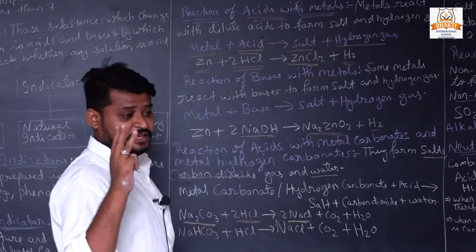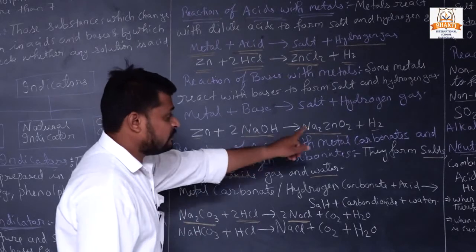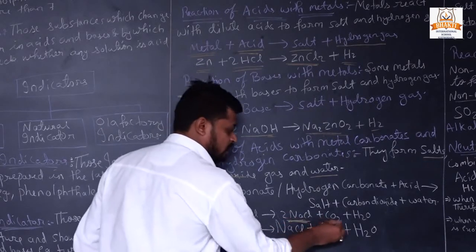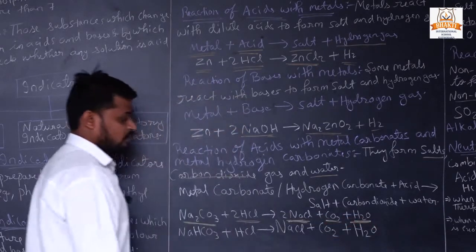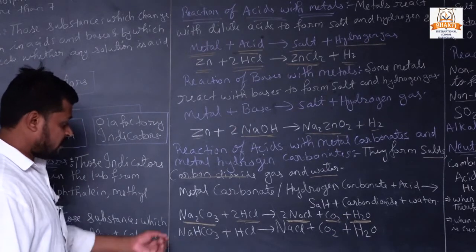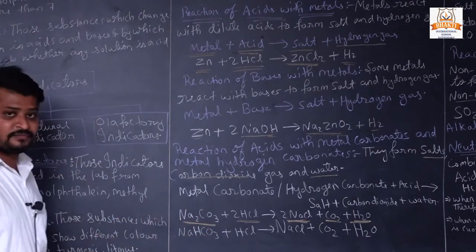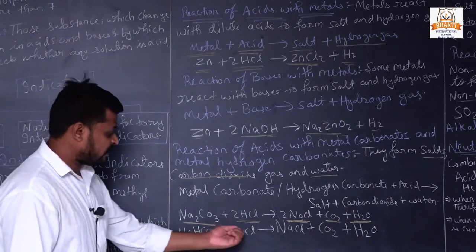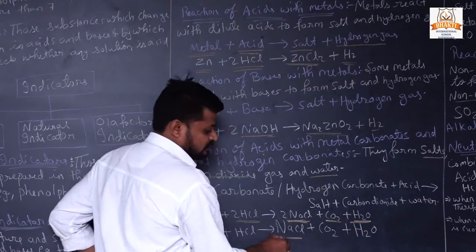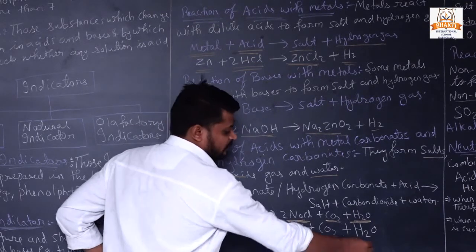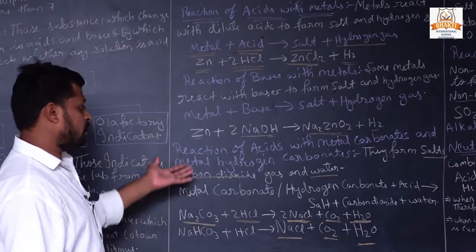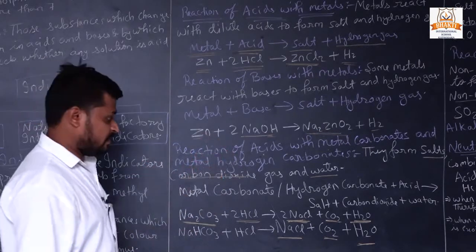Three things we will get when we react acid with metal carbonate: salt, carbon dioxide and water. Now here it was metal hydrogen carbonate. When metal hydrogen carbonate reacts with acid, we will get NaCl, meaning salt, carbon dioxide and water, the same products we get when metal carbonate or metal hydrogen carbonate reacts with acid.